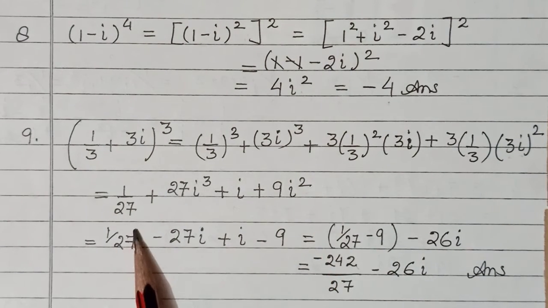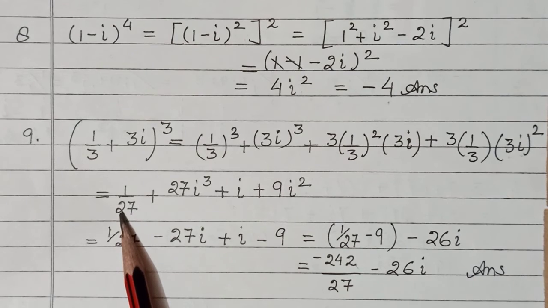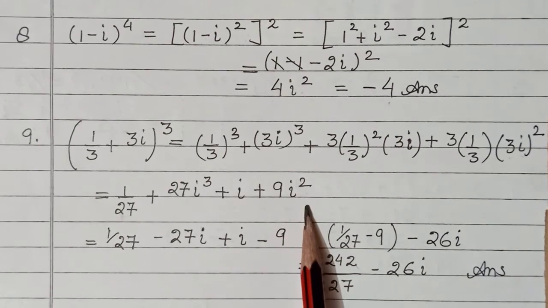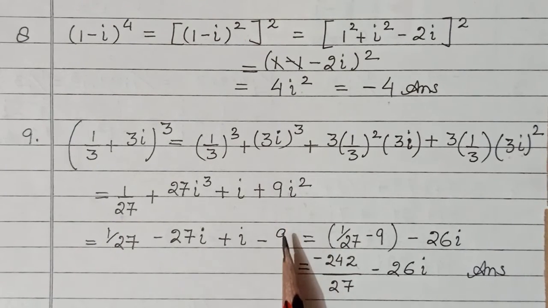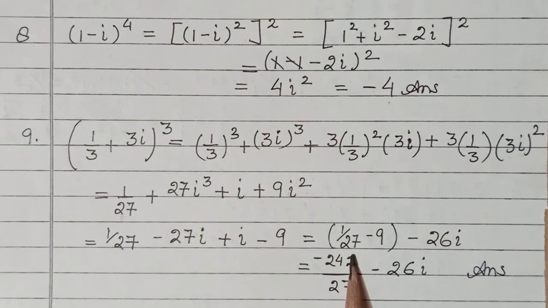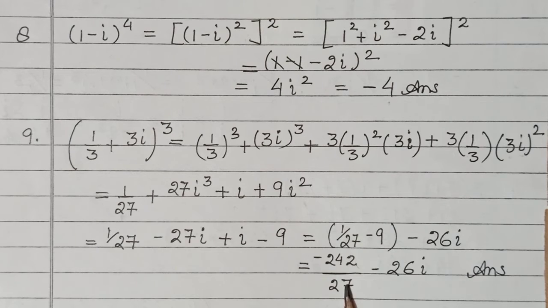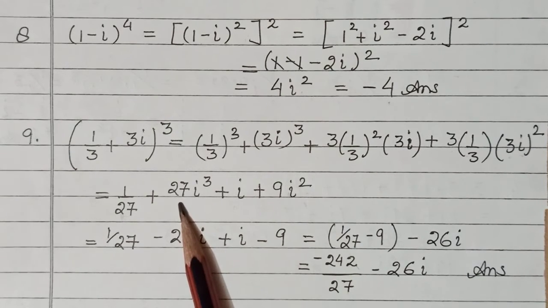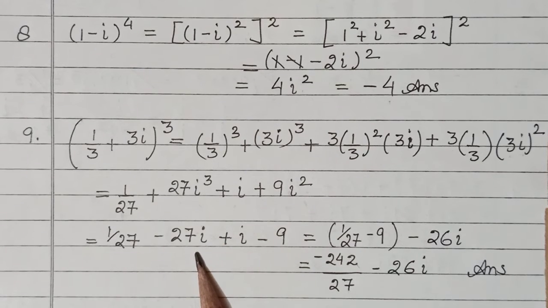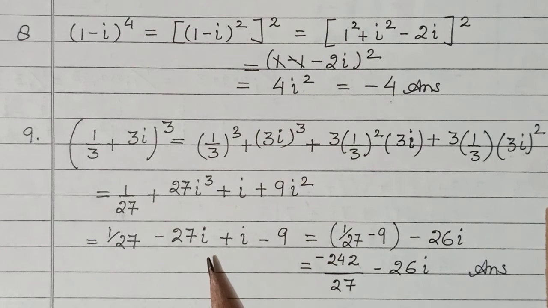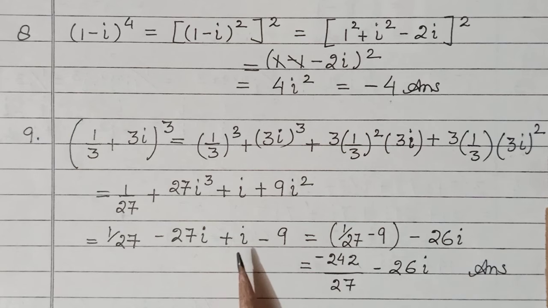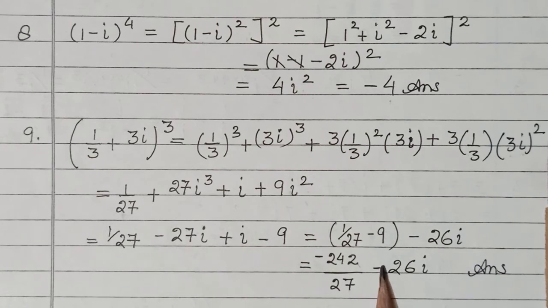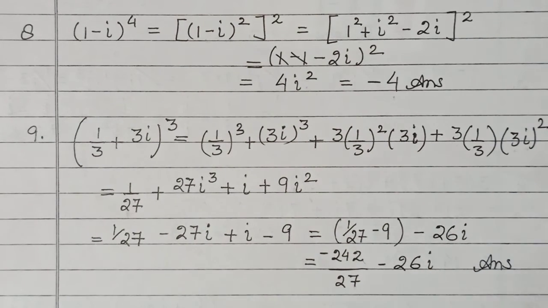Simplified further, 1 by 27 is your real part here and this will also become real. My i square will be minus of 1, so that becomes minus 9. So 1 by 27 minus 9. Subtract that taking LCM and then put your i's together. You had, this becomes minus i, right? i to the power of 3 is minus i. So minus 27 i's and plus i gives you minus 26i.